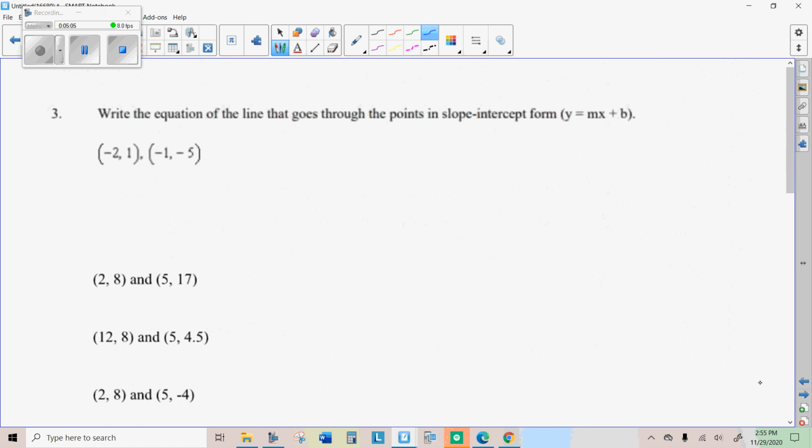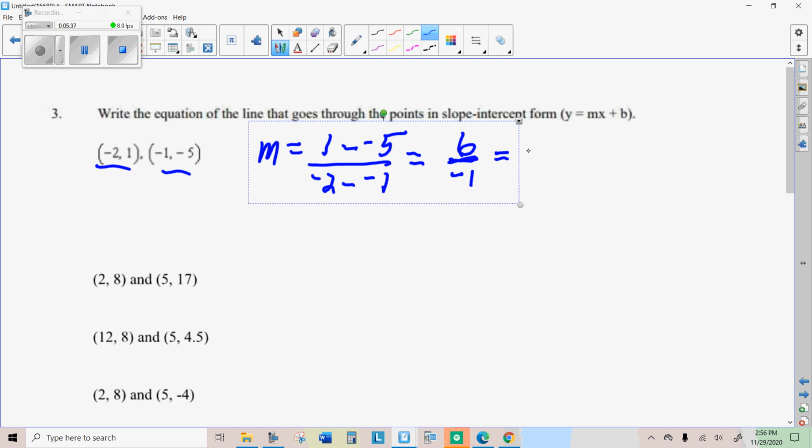Moving on to problem 3, what if we're given 2 points? We're not given the slope. Well, the thing is, if you have 2 points, you can go ahead and find the slope, and it's this formula here. So I'm going to take my y's, 1 and -5, and subtract them. And on the bottom, I'm going to subtract my x's, -2 and -1. And that equals 6 over -1, which is -6. So I now know my slope.